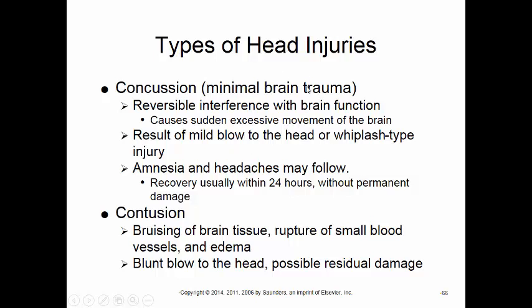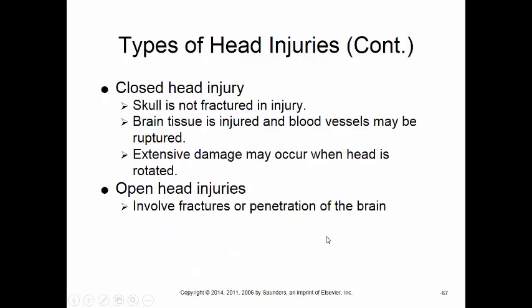The problems increase when you don't fully recover from the concussion, and then you have another one and another one and another one, which can lead to some permanent brain damage that we see like in NFL players. A contusion is a little more serious. It's where we actually have a bruising of the brain tissue through a rupture of small blood vessels and some edema. A blunt blow to the head can cause possible residual damage.